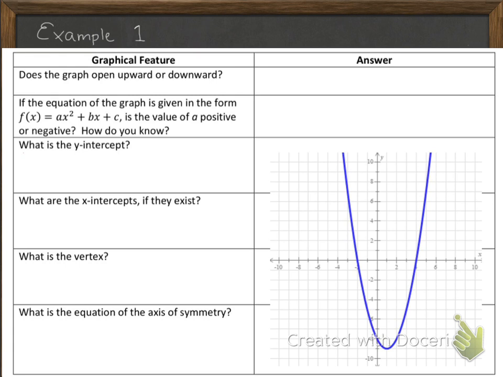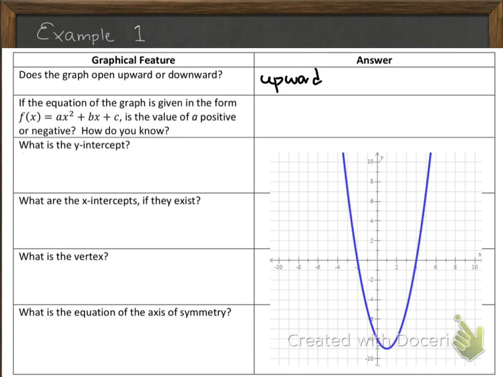Notice we've been given the graph of a quadratic function, and it's right here. So what we want to do is go through and use this graph to answer the questions that we're given. The first question says, does the graph open upward or downward? Well, it's very easy to see that it opens up. In other words, if you poured water into it, it would hold water. So we can say that it opens upward.